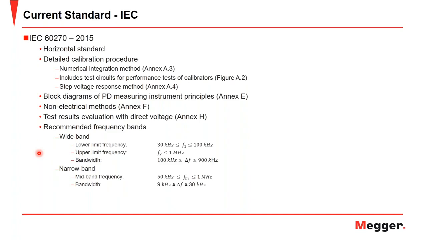Again, these bands correspond to the partial discharge method of measurement as well as the medium of measurement. Going back to when we were talking about gases and the rise time of nitrogen versus SF6 affecting the frequency bandwidth that you'd measure, that's where these recommended bandwidths come into play.